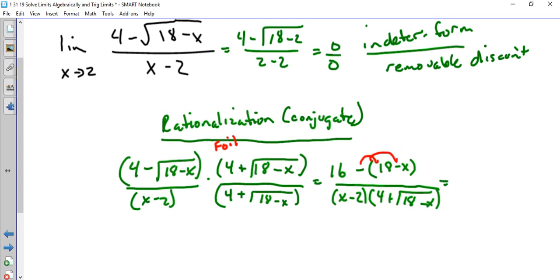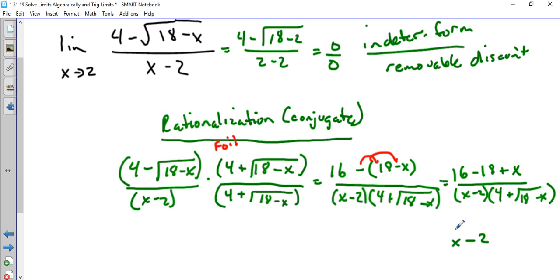So we have 16 minus 18 minus, so it's a plus x. And right there we got x minus 2, and we have 4 plus the square root of 18 minus x. This top, hey, look what happens. The top will turn into x minus 2. I rewrote it, I put the x in front, but 16 minus 18 is negative 2.